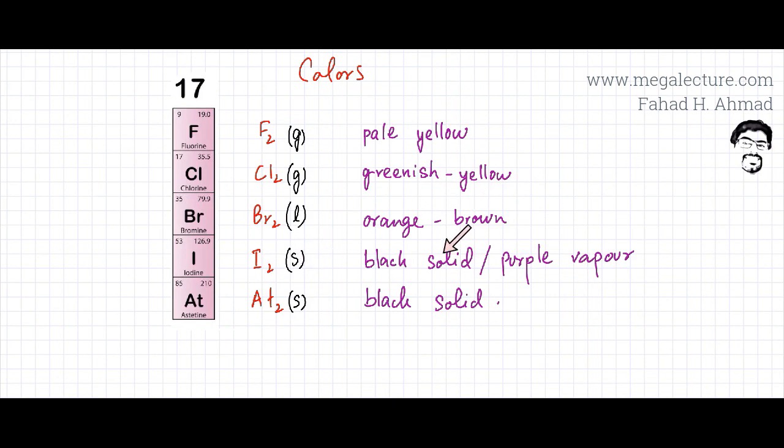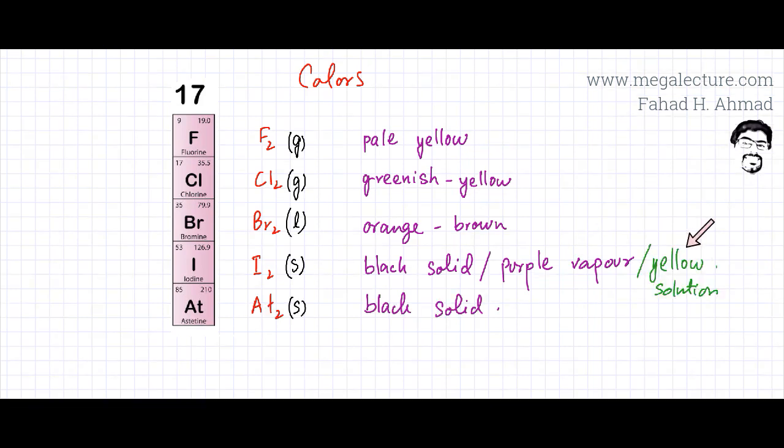Iodine, in its solid state, is a black solid, but if you heat it, it forms a purple vapor. Iodine can also dissolve in water, and if it dissolves in water, it forms a yellow solution. If the concentration of iodine in the aqueous solution is very high, then it forms a brown solution. So it's a yellow-brown solution.